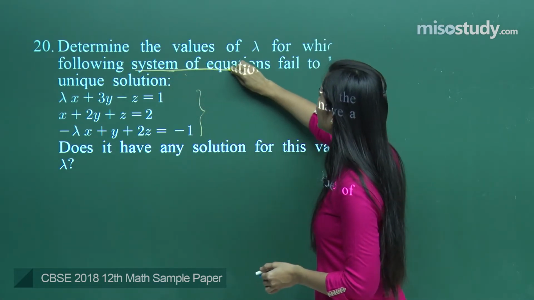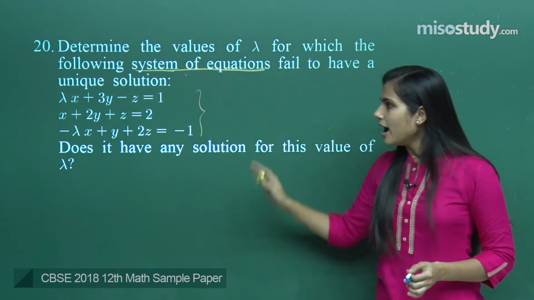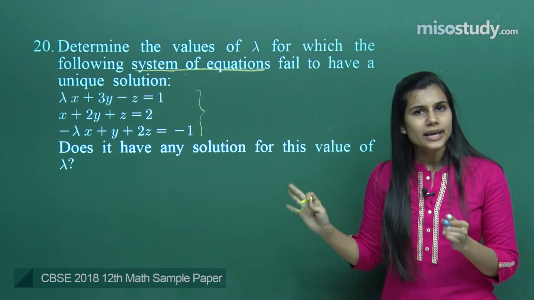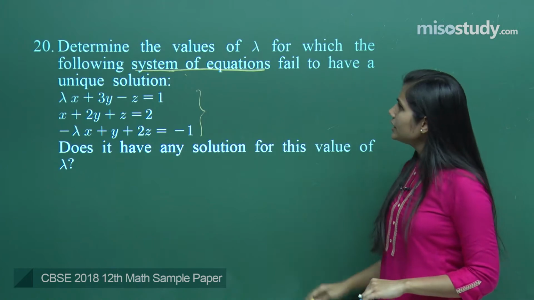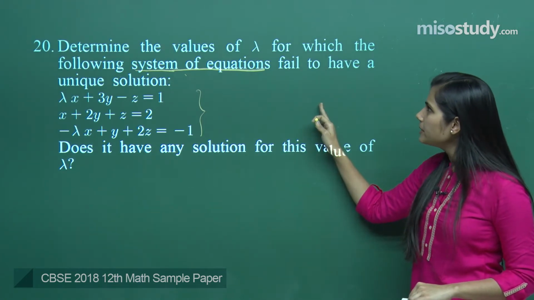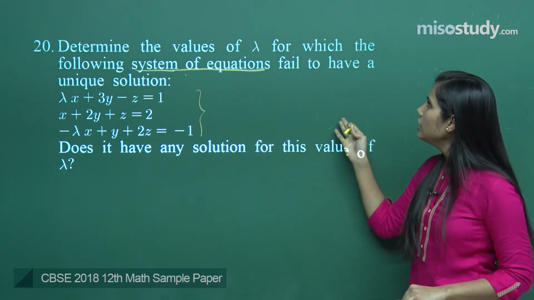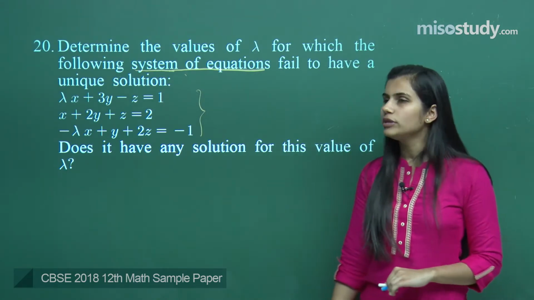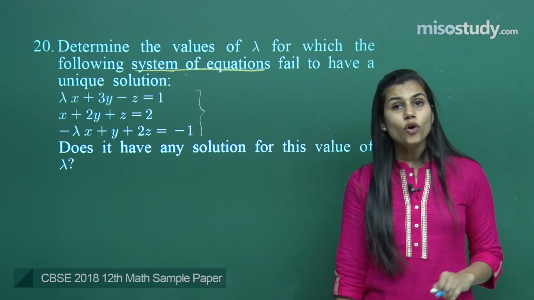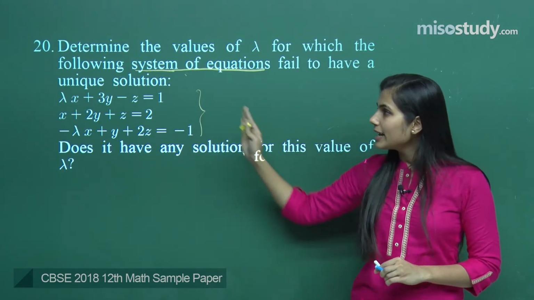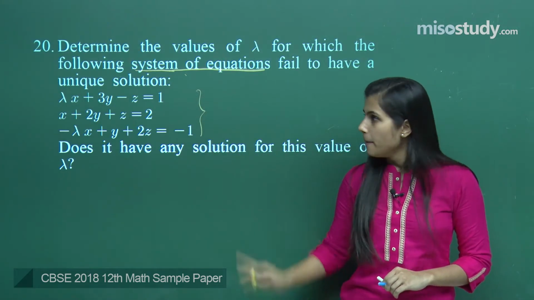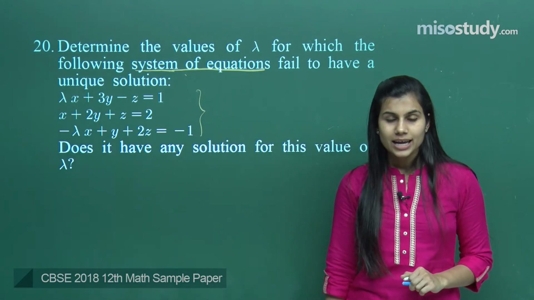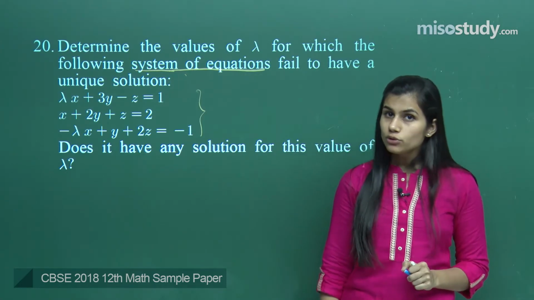So these three systems of equations are given to you simultaneously with three unknowns x, y and z. The question is, determine the value or values of lambda for which the following system of equations fails to have a unique solution. I want that value of lambda which, when I plug it into the first equation, makes my system of equations not give a unique solution. I don't want a unique solution.